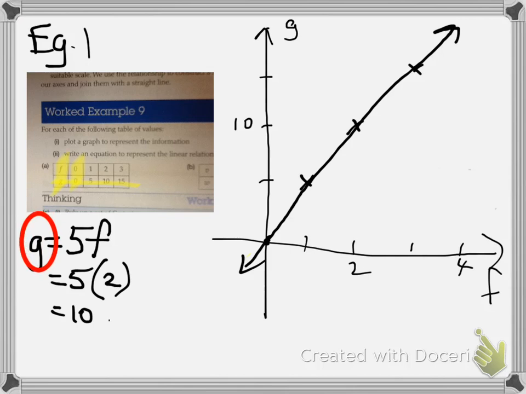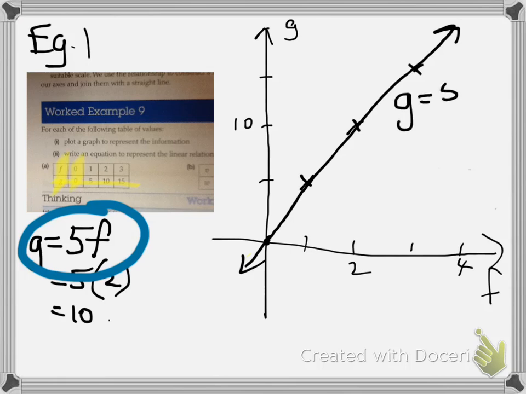This rule here, g equals 5f, is the relationship between these two. So on my graph over here, I can write that g equals 5f. Remember, the increase was 5 for every 1 increase in my f.